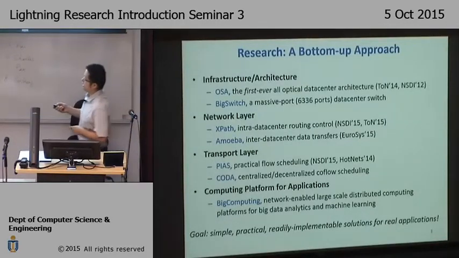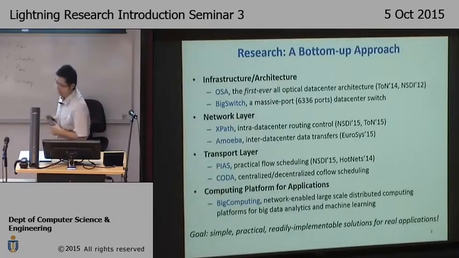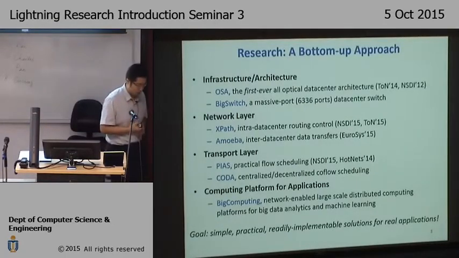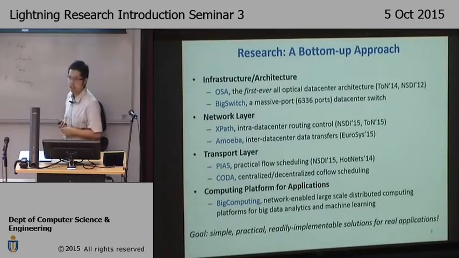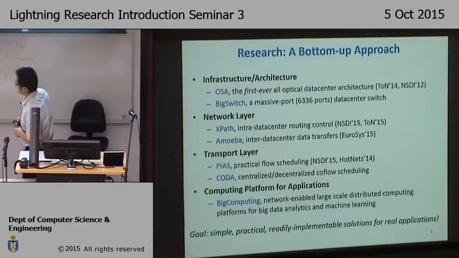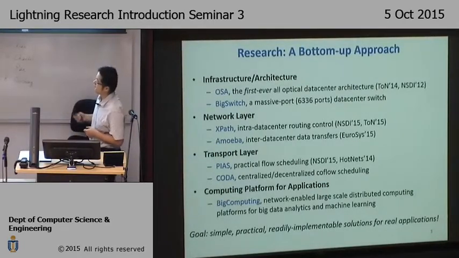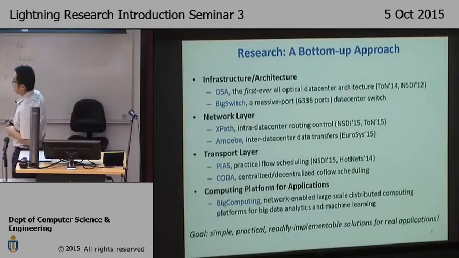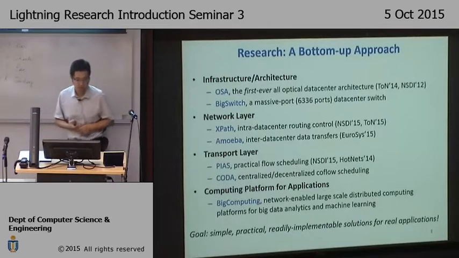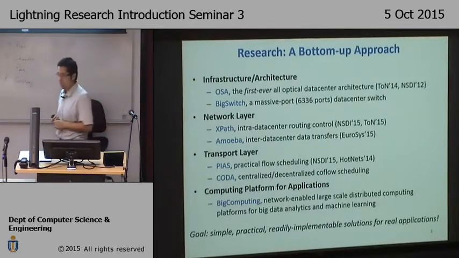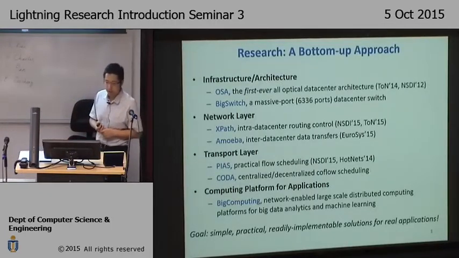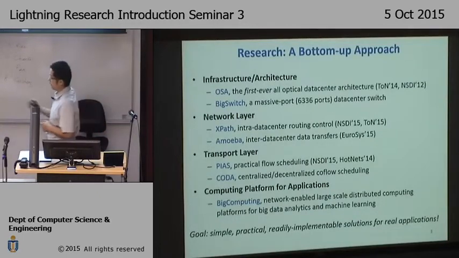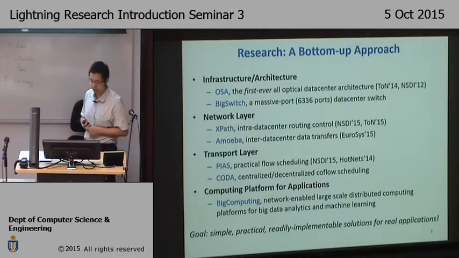And regarding the computing platforms for big data applications, we try to combine the efficient network system technologies we developed above to enable very large-scale distributed computing for big data analytics and machine learning algorithms. We have a concrete project on this. So our ultimate goal is to find simple, practical, readily implementable solutions to speed up real applications.